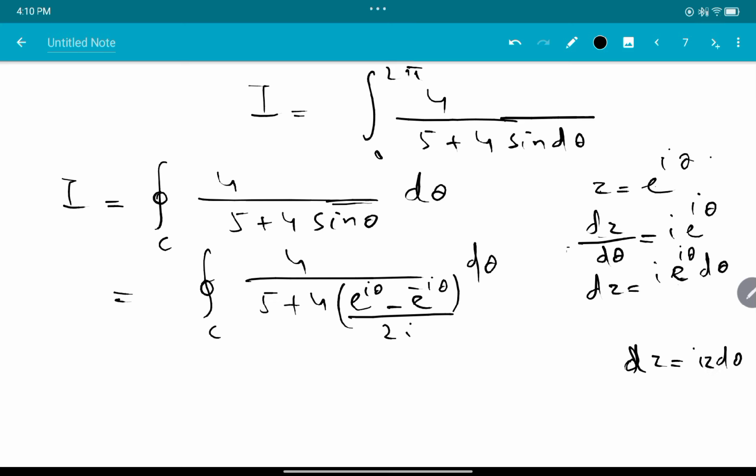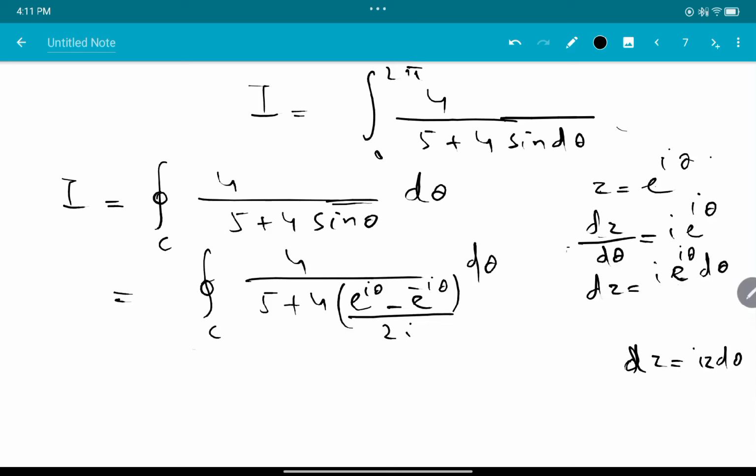I have chosen a unit circle for this contour integration. Actually you have to write z is equal to r e raised to I theta, but I am taking r equal to 1 here. So I am choosing this as a unit circle centered at the origin.